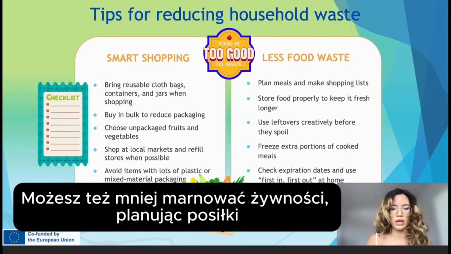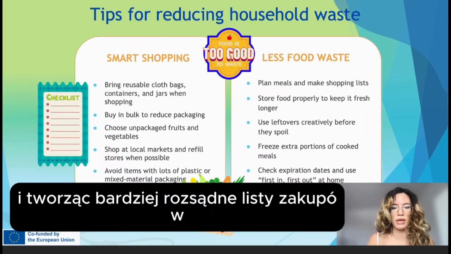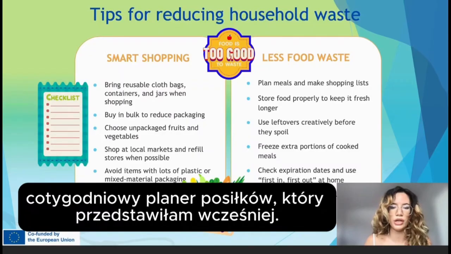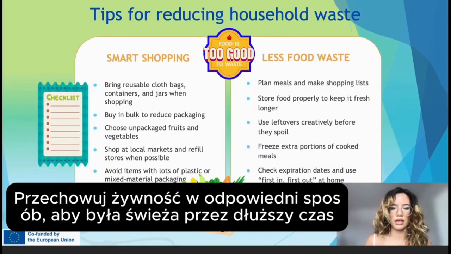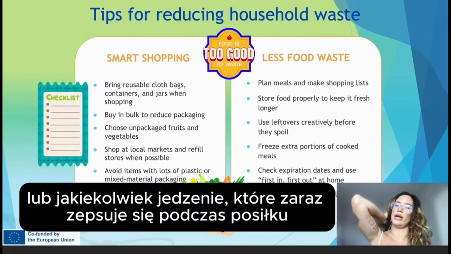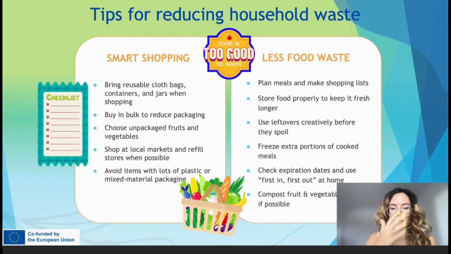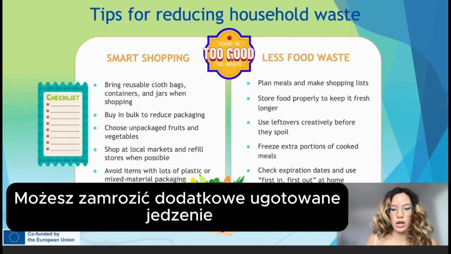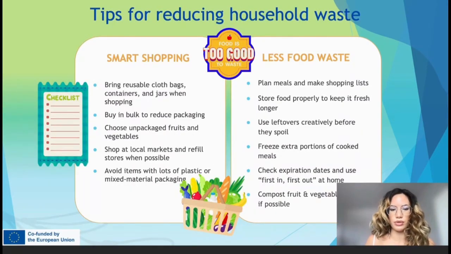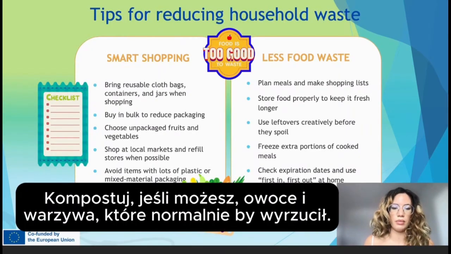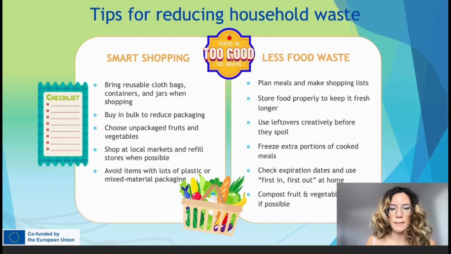You can also make less food waste by planning meals and making better shopping lists, even using the weekly meal planner that I presented to you earlier, and store food properly to keep it fresh for a longer time. You can use leftovers creatively before they spoil, or any food that is about to spoil in a meal. You can even make this a family activity that involves the kids as well. You can freeze extra food that you've cooked and you're not able to eat. Check the expiration dates of products before you buy them, of course, and compost, if you can, the fruits and veggies that you would normally throw away.